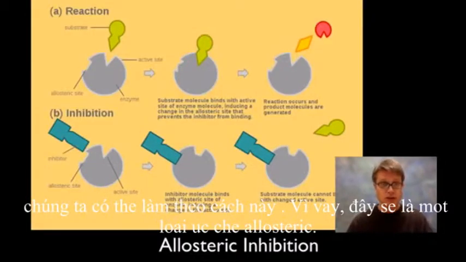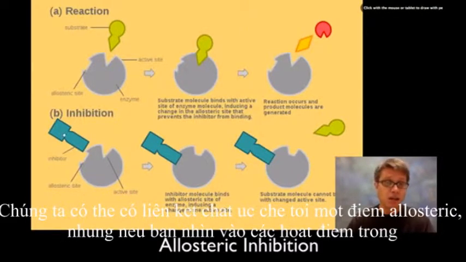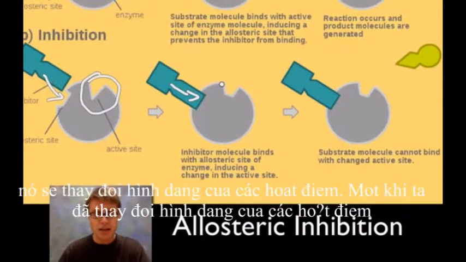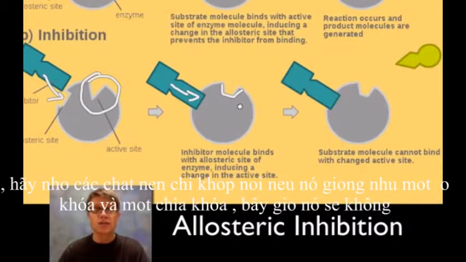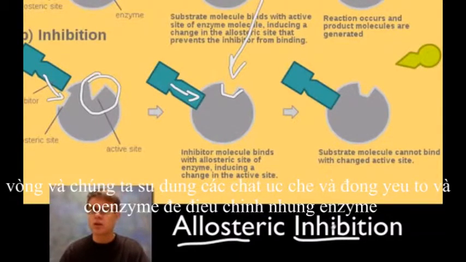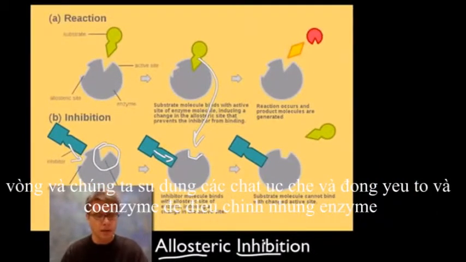Or we can do it this way. So this would be another type of allosteric inhibition. We can have an inhibitor bond to an allosteric site. But if you look at the active site in this picture, here's the active site. Once this inhibitor bonds with the allosteric site, it now changes the shape of the active site. Once you've changed the shape of the active site, remember the substrate only fits like a lock and a key. And now it's not going to fit anymore. And so this is another type of allosteric inhibition. And so we use feedback loops and we use inhibitors and cofactors and coenzymes to regulate what enzymes are going off at what time.